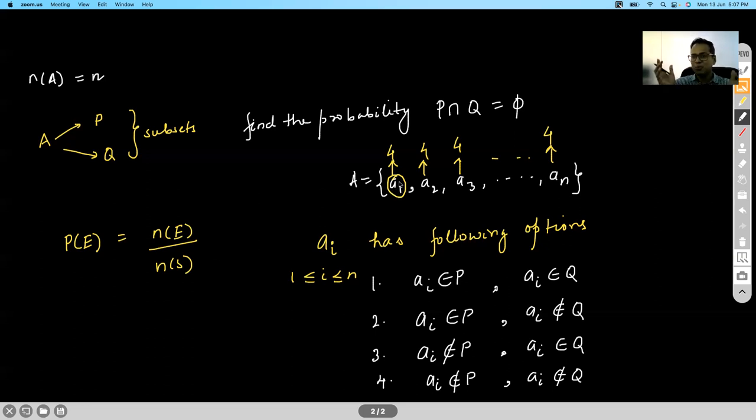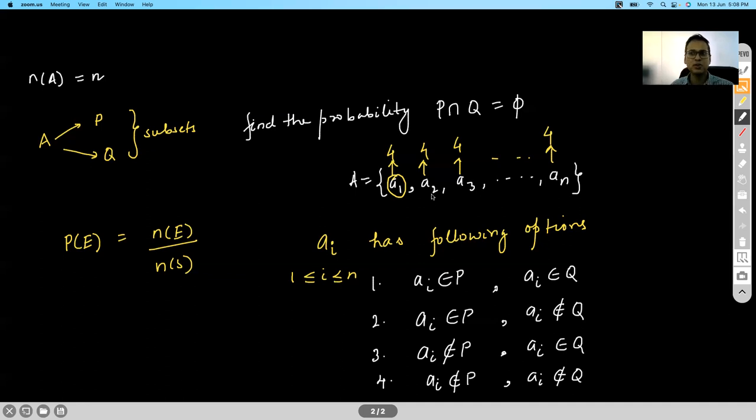So think as if there are two buckets, P and Q, and these are, let's say, items kept in a shop. How many options does a particular item have? Number one, it can fall in both the buckets. Now you must be thinking, sir, how can one item fall in two buckets simultaneously? Assuming that you're creating independent subsets, that item is again available for selection. So either you can put it in both the buckets, or you put it in the first one and not in the second, or you put it in the second one and not in the first, or you can put it in neither of the two. This will decide how many options each element of this set has.